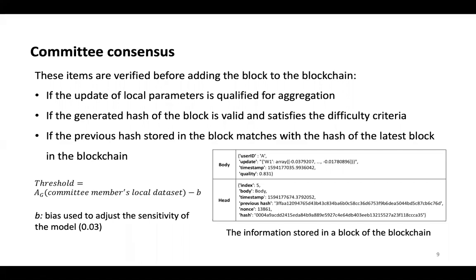Besides, the information stored in a block of the blockchain for future recovery and tracking, as shown in the graph on the right side, includes information such as the user ID, the update detail, timestamp, the quality of the validation, etc.